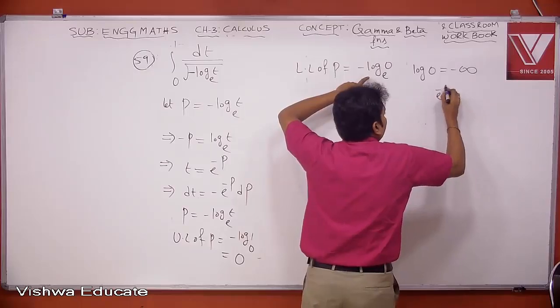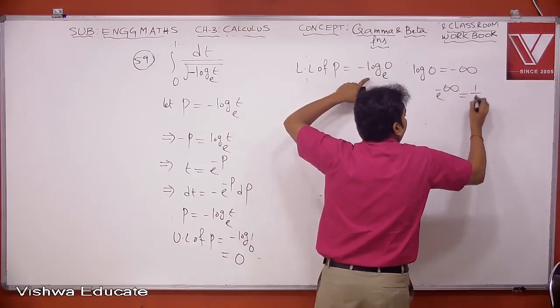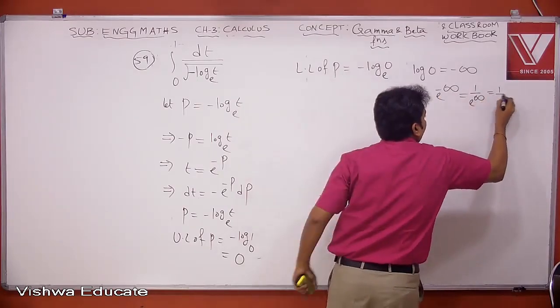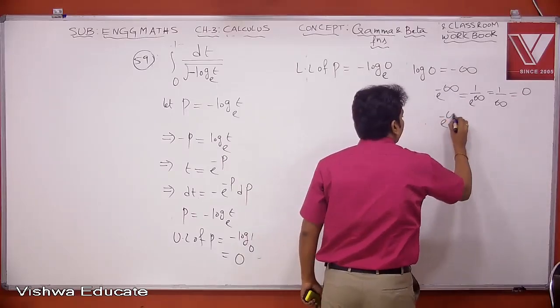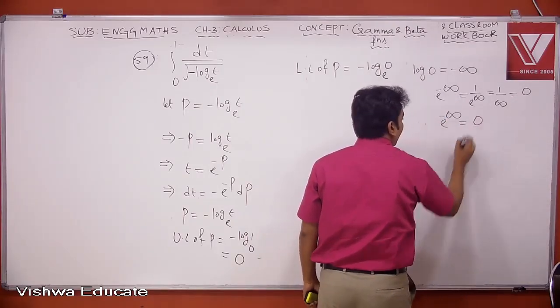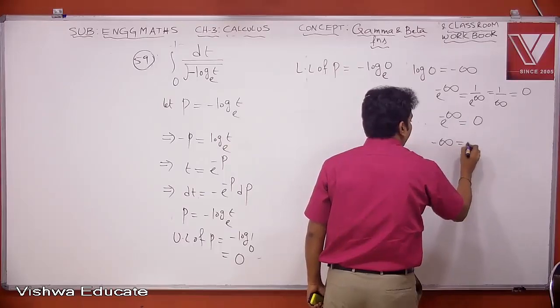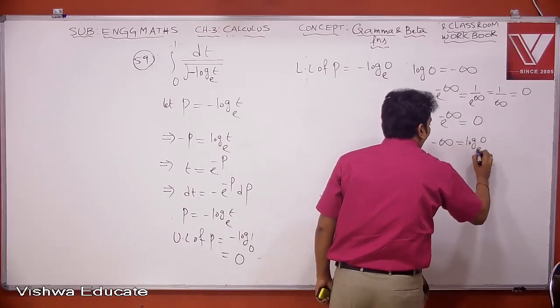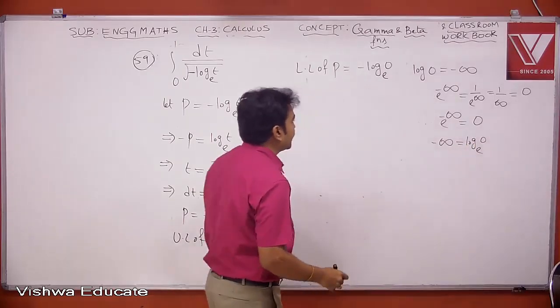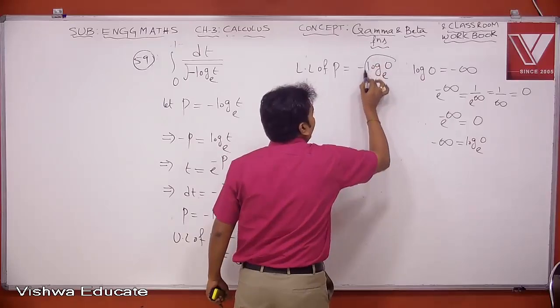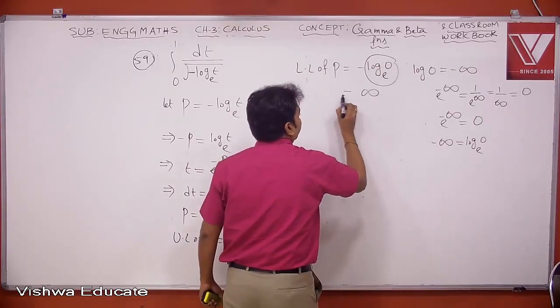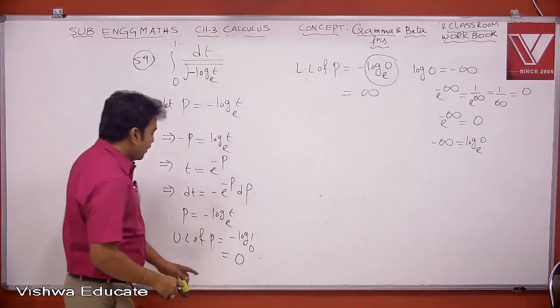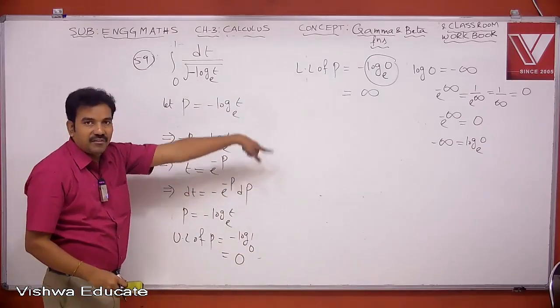I will tell you, e power minus infinity is 1 by e power infinity. This is 1 by infinity. We know that 1 by infinity is 0. So the result is e power minus infinity is 0. Apply log on both sides with base e. Then you will get log 0 to the base e is minus infinity. Already here minus is there. So this minus and this minus becomes plus infinity. See the magic? Limits are converted to 0 and infinity.